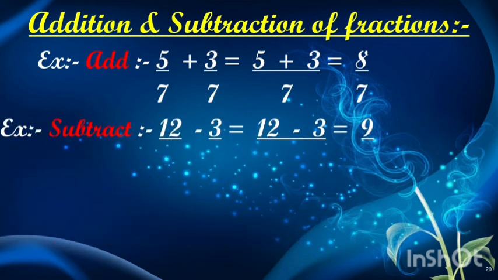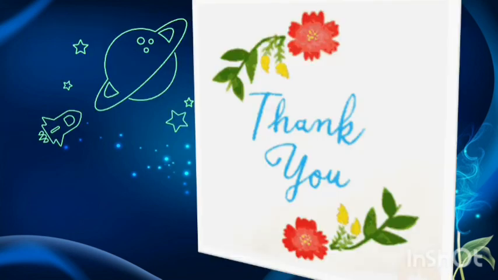Similarly, here we have to subtract 12 upon 10 minus 3 upon 10. Since the denominator is common, we will take it as common and we will subtract the numerators. Here our numerators are 12 and 3. So 12 minus 3 equals 9. So our fraction is 9 upon 10.